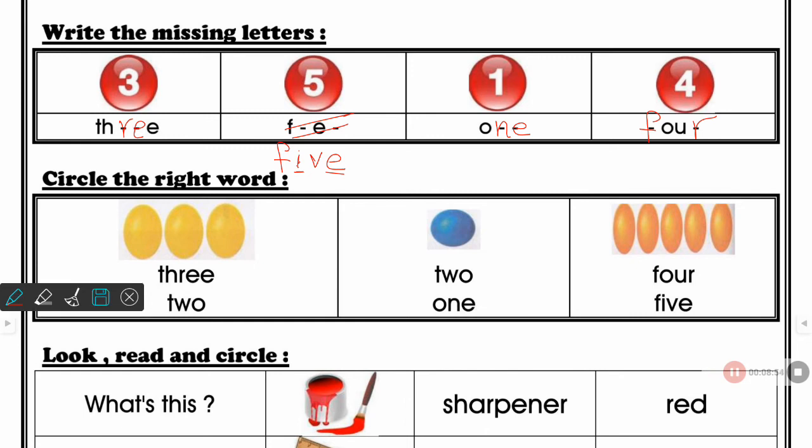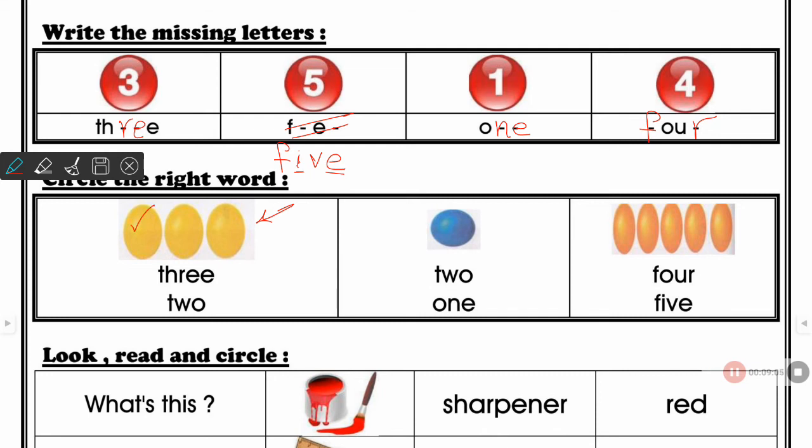Circle the right word. Look here at this picture. How many eggs here? Three or two. Let's count. One, two, three. So make a circle on three. Here, count, please. Let's count here. One, two, three, four, five. Where's five? Yes. Here, make a circle.